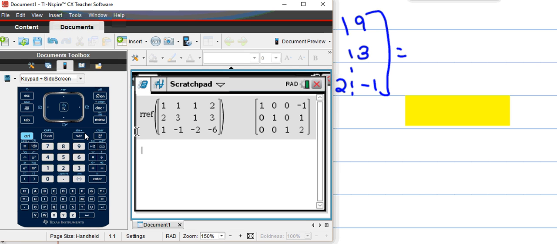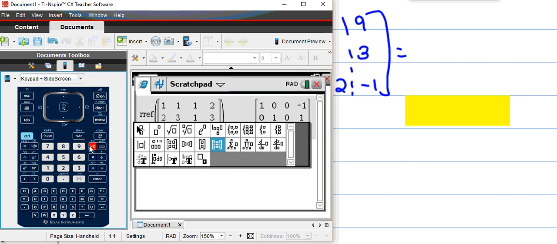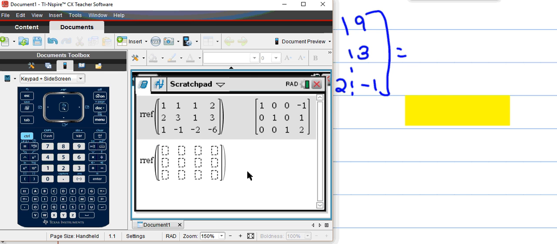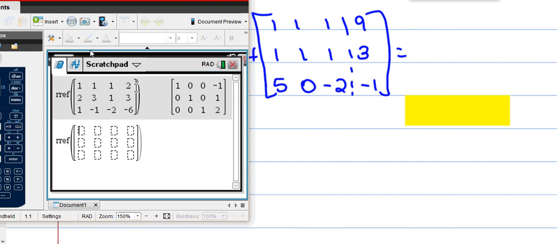Now let's bring that calculator back up. We go to menu, 7, 5. Click that button beside the 9. Choose the largest matrix, change your dimensions, and input your numbers: 1, 1, 1, 9, 1, 1, 1, 3, 5, 0, negative 2, negative 1. Oh, that helps if I put in the right thing. Don't put in a decimal when you need a negative.